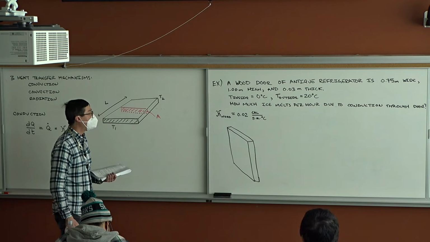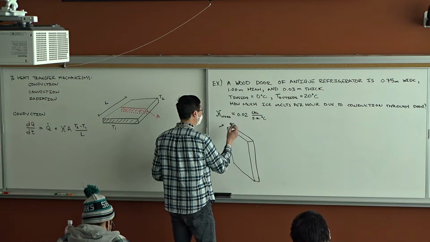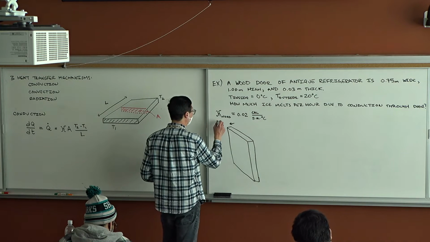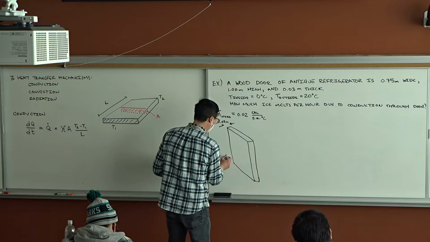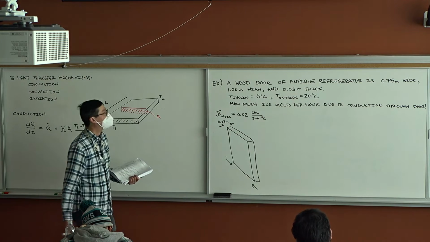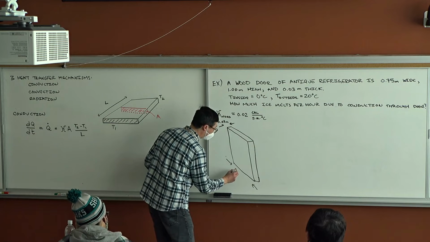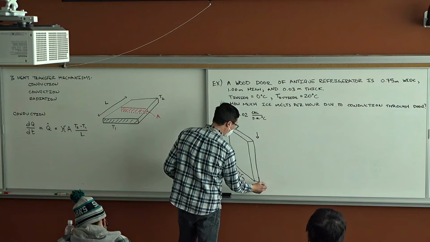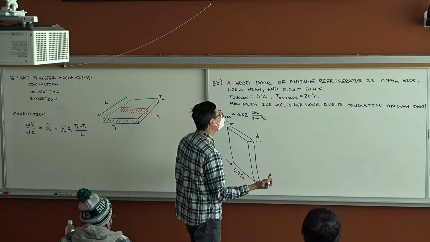Can you help me label dimensions? What's that one? 0.03. Excellent. I've clearly already indoctrinated you guys into accepting bad artwork. What's that one? 2.75. What's that one? 1 meter.